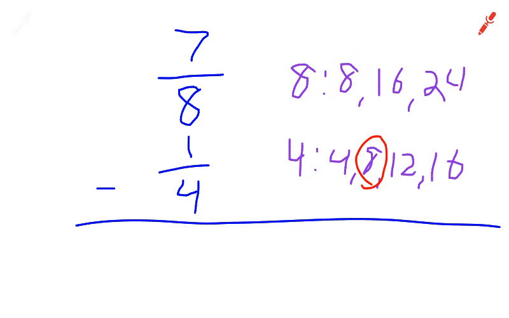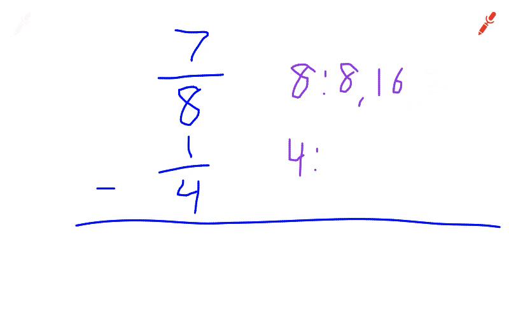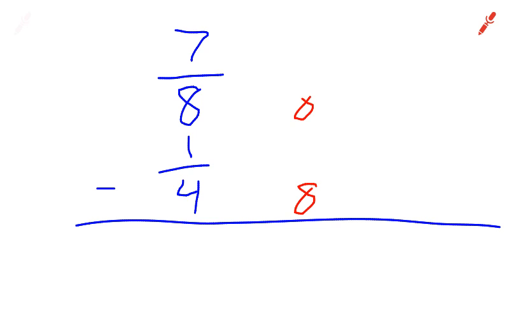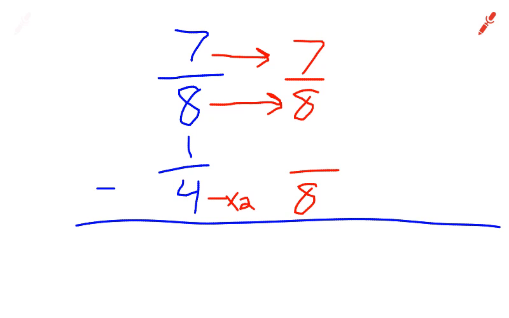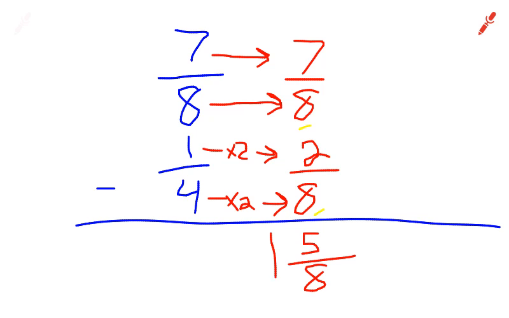Okay, so I'm going to change both denominators to an 8. So we know there'll be 8 on the bottom now. My top fraction already has an 8. I don't have to do anything. Just keep it 7/8. My bottom fraction is a 4, so I have to times by 2 to equal 8. So whatever I do to the denominator, I do to the numerator. 1 times 2 is 2. Now you see they're both 8s on the bottom. So now I can subtract. So 7 minus 2 is 5. And my denominator of 8 stays the same, 5/8.